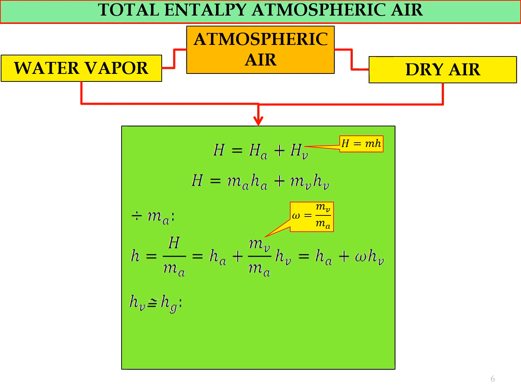And as we all know, hv, which is the enthalpy of the water vapor, is equal to the value of hg, which I already explained in the previous slide, where for the ideal gas, the value of enthalpy is equal to the enthalpy of the saturated vapor line. So we can rearrange and replace the equation to be h equal to ha plus omega times hg. So this is the enthalpy of the atmospheric air, which is the combination of the water vapor and also dry air.